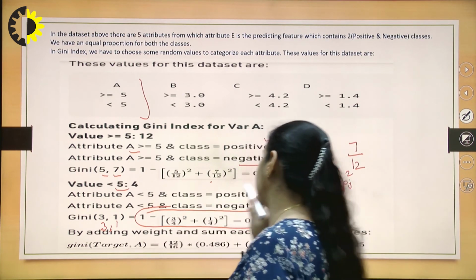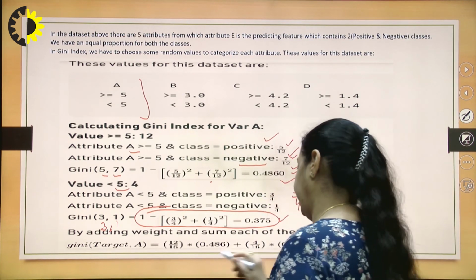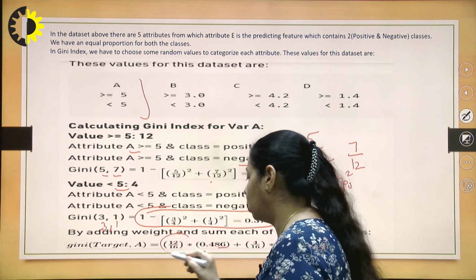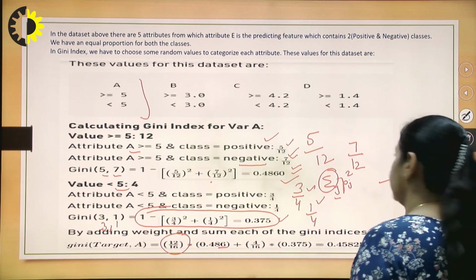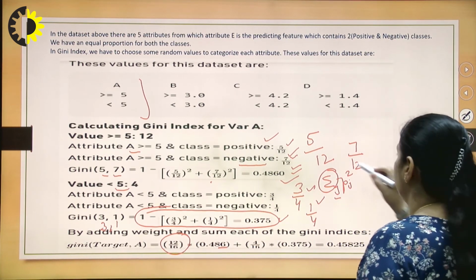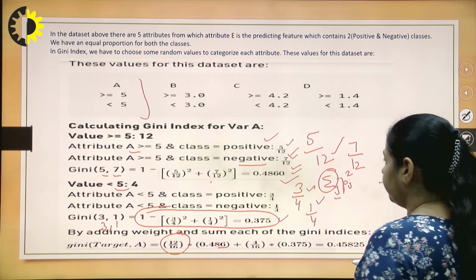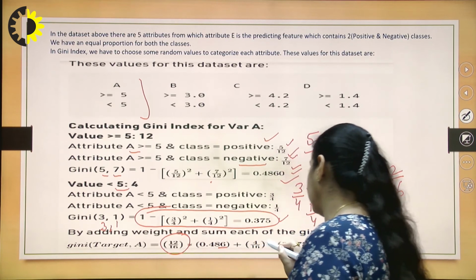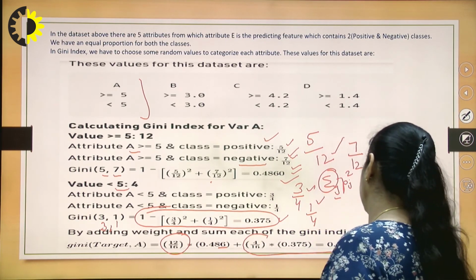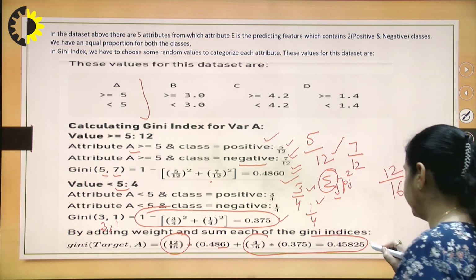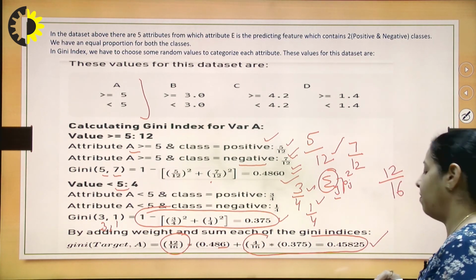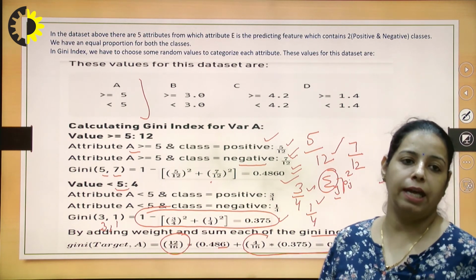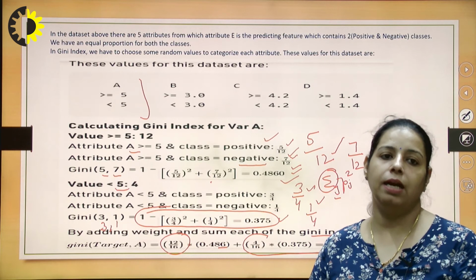So by adding these two weights, this is 4 and 8 and 6, we multiply it with the total set. The total set has 16 values, and the total number of positive cases or less than, they are 12. Similarly, for negative also we have 4 by 16. So the final Gini index which we get is 0.45825.